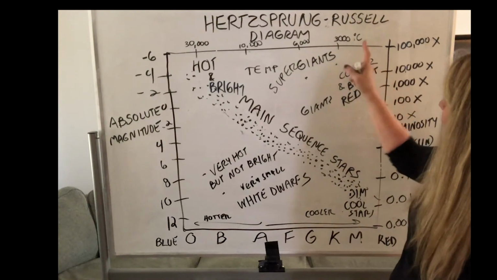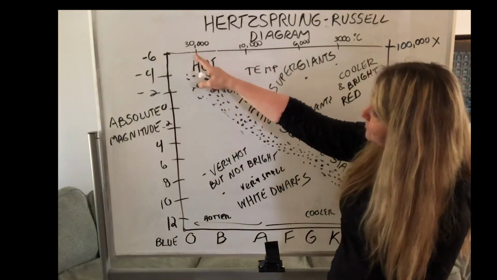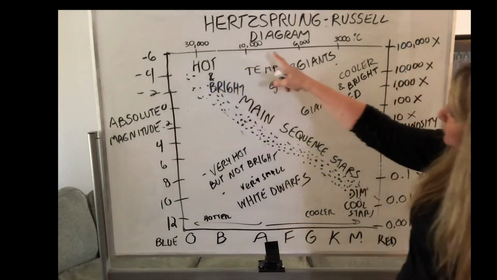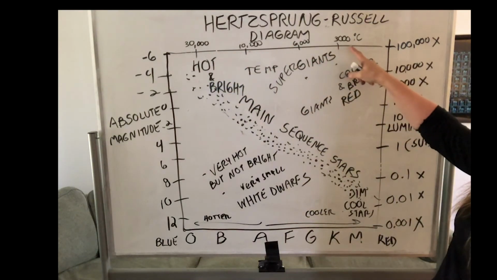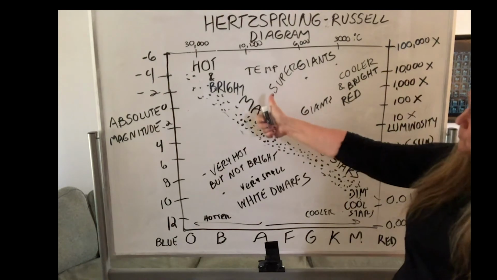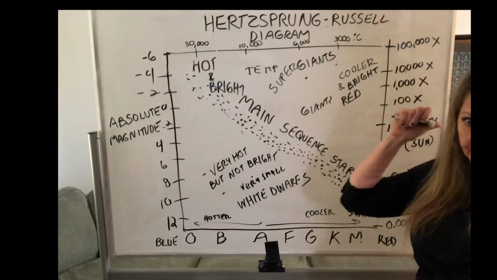Up here we have this in temperatures, degrees Celsius. And we have 30,000 degrees Celsius, 10,000 degrees, 6,000 degrees, 3,000 degrees Celsius. So as we go this way, we're decreasing the temperature.